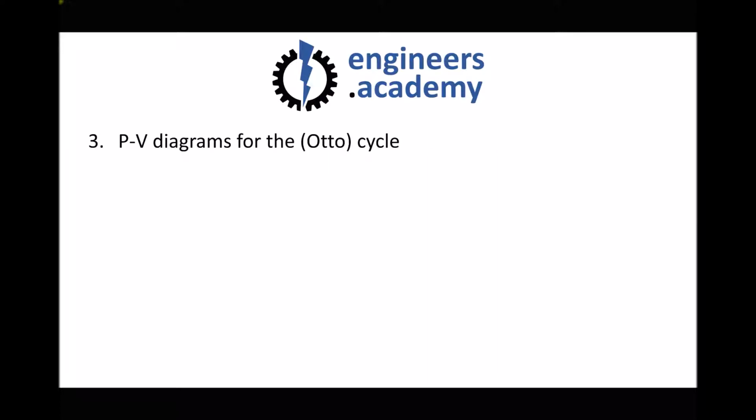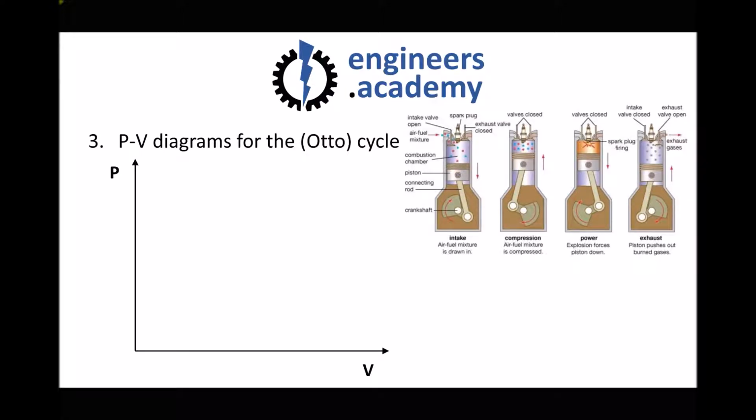So next, let's consider PV diagrams, or pressure volume diagrams, for the Otto cycle. And as we do this, we're going to discuss some of the assumptions that this makes. So once again, in the top right hand corner, we have our 4 strokes, and we can see how this relates to our pressure volume diagram in a moment.